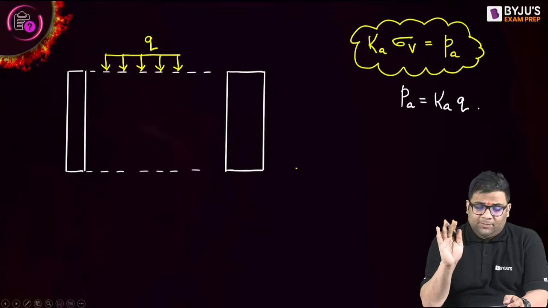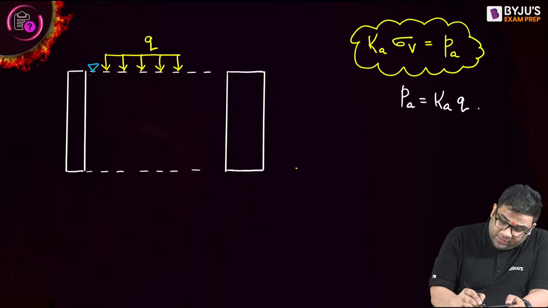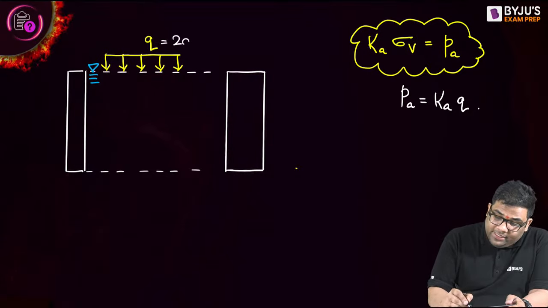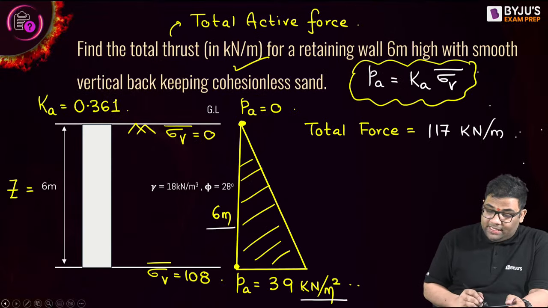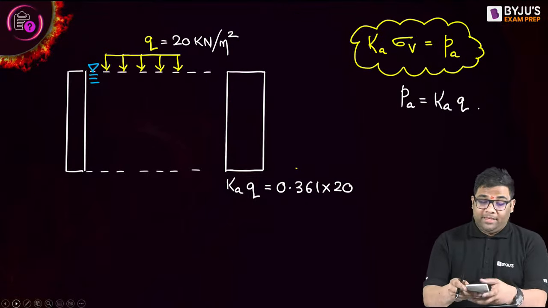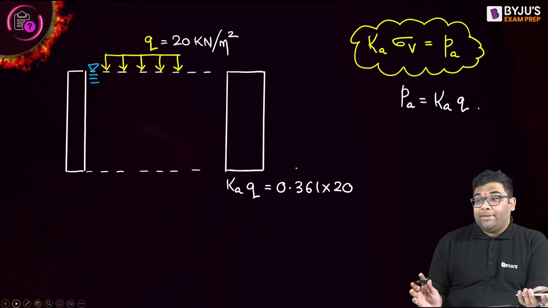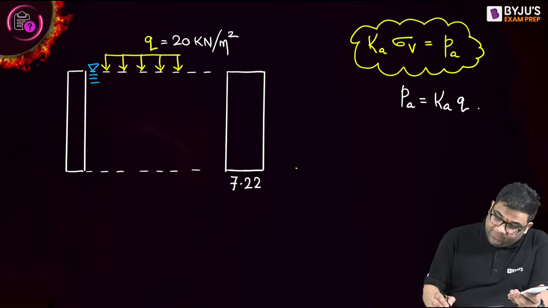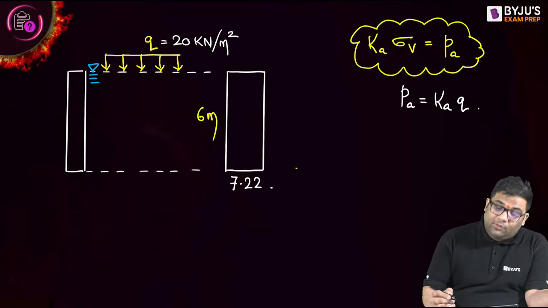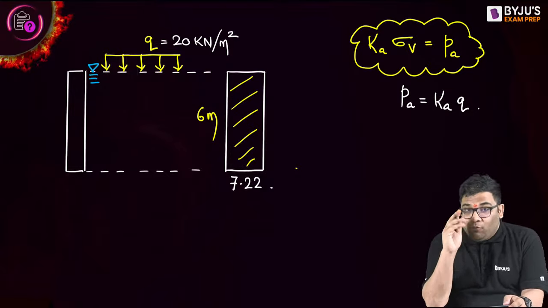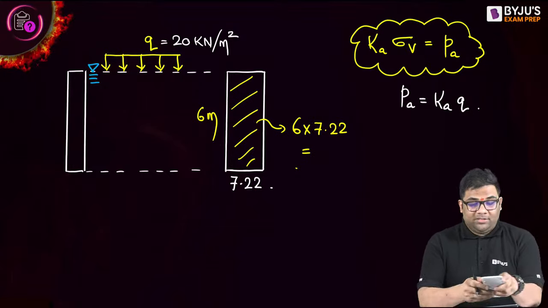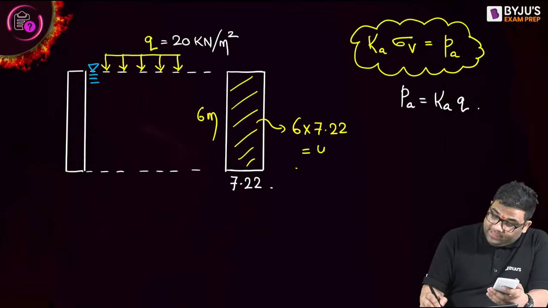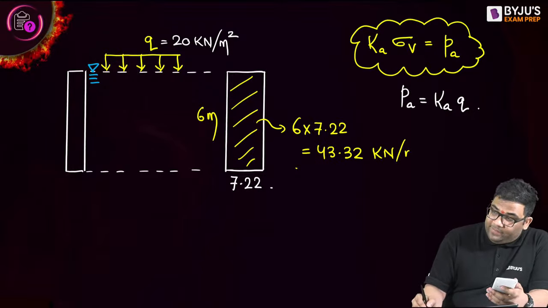For example, suppose in the previous question, along with the water, a surcharge is also given equal to 20 kilonewton per meter square. So this will be Ka into surcharge. That was the Ka we got, 0.361. So Ka into 20 is 0.361 into 20, giving 7.22. This is 7.22 and this is 6 meter. Now the force due to surcharge will be this area: 6 into 7.22, which is 43.32 kilonewton per meter.